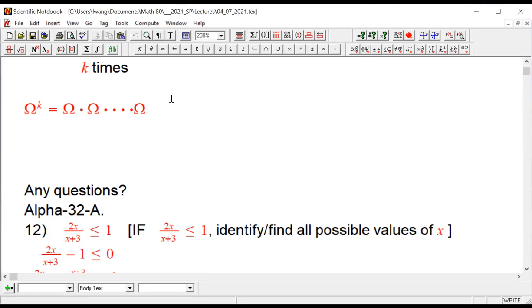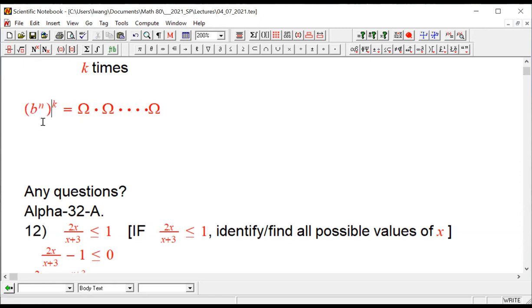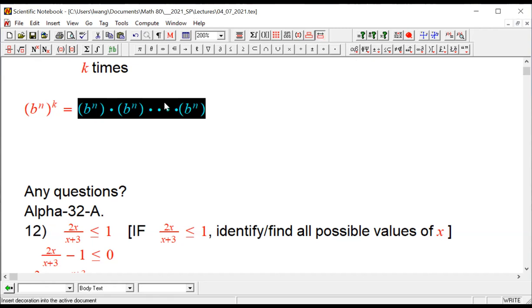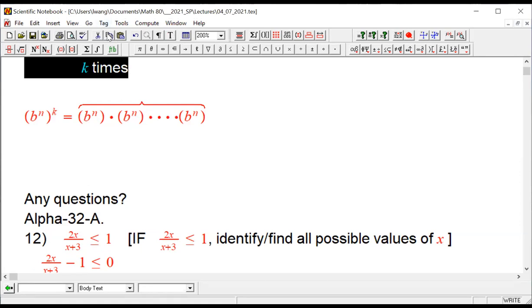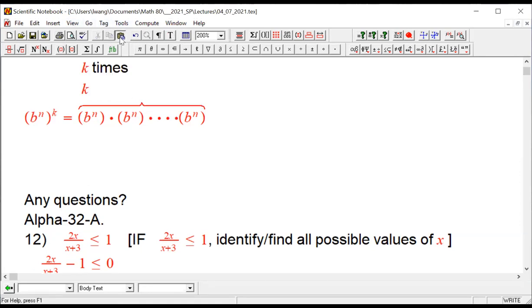Never mind. Okay. So you can see omega k. Now if omega is b to the power n, so this is going to be b to the power n, b to the power n. Do you follow me? How many are these? K, right? That's a k. K times.